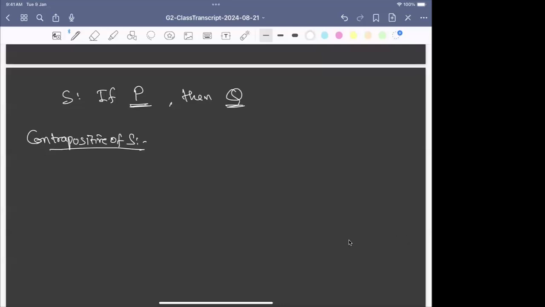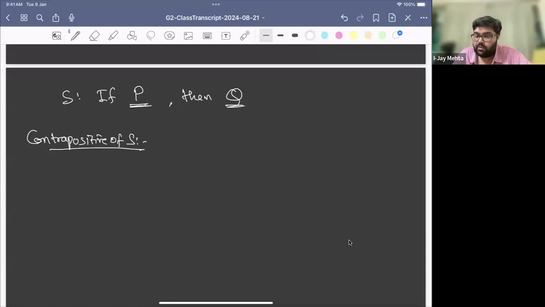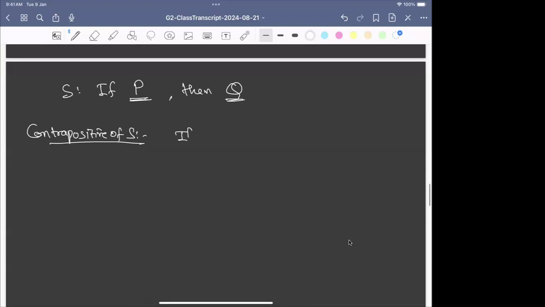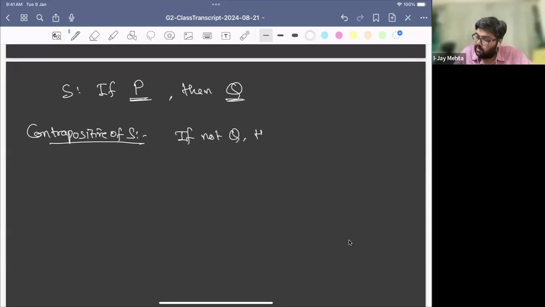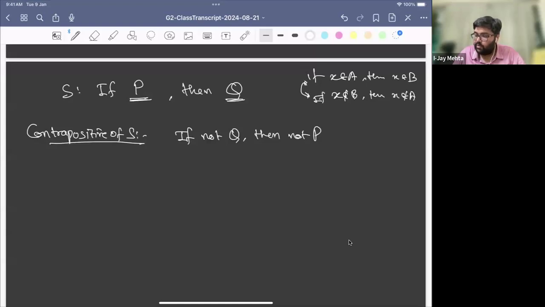Yes, sir. Contrapositive of S. Can you tell? So if not Q, then not P. You remember we said X is in A. If X is in A, then X is in B. And we proved that if X is not in B, then it is not in A, right? This is the contrapositive. We showed that they are equivalent, right? And what is the converse? Just winding up to finish. What is the converse of S?